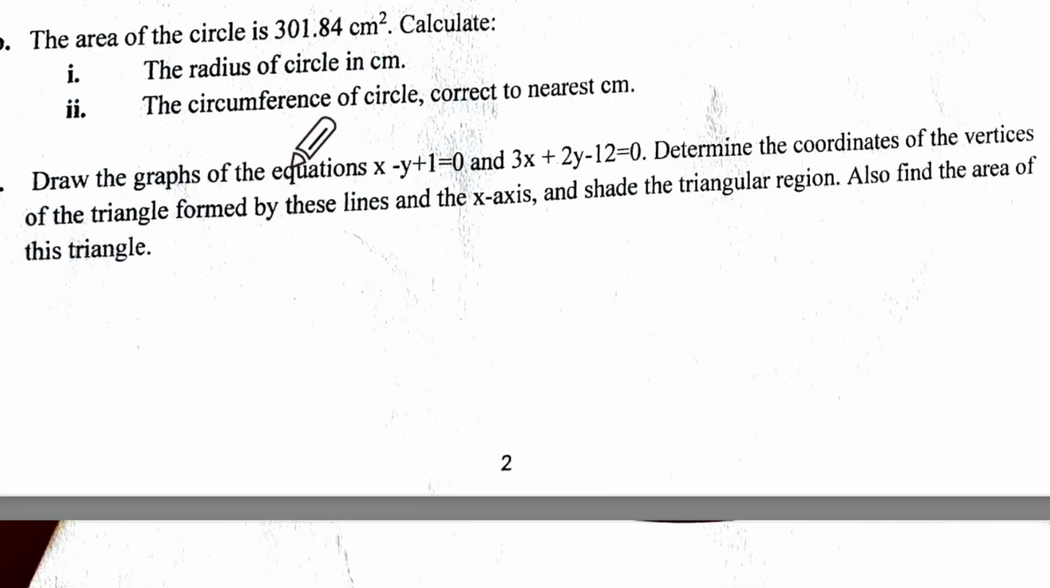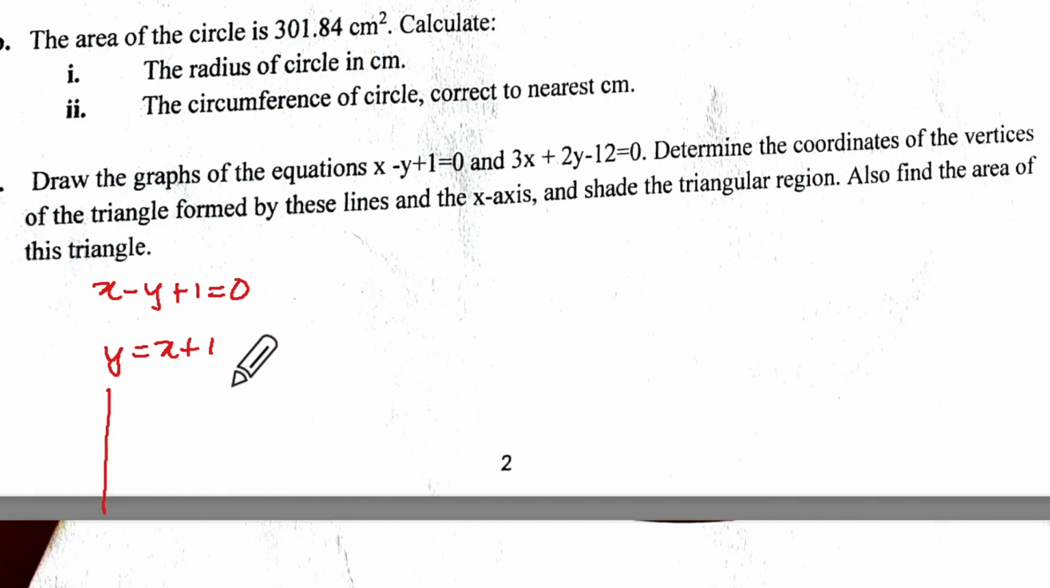Now read this. Draw the graphs of the equations x minus y plus 1 equal to 0 and 3x plus 2y minus 12 equal to 0. Determine the coordinates of the vertices of the triangle formed by these lines and the x-axis and shade the triangular region. Now this means it's going to be again time consuming because it's a graph question. Now tell me, you have to get the points for this. What will you say? y is equal to x plus 1, correct?